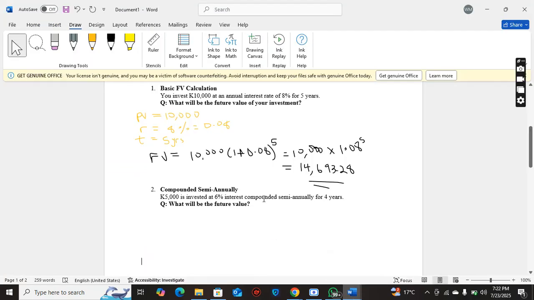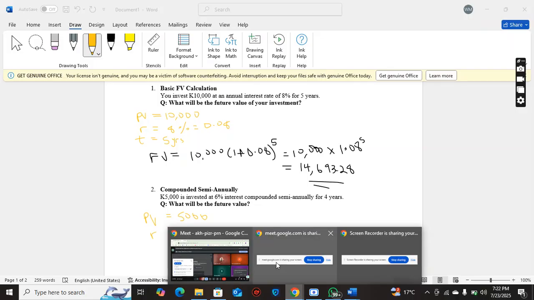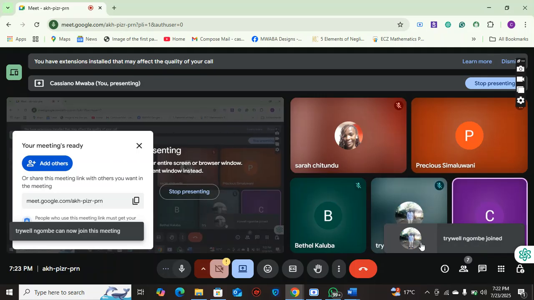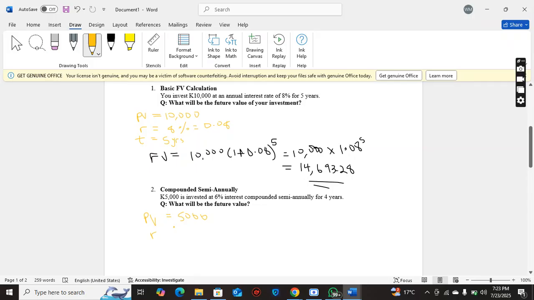So here 5,000 is invested, 6% interest, compounded semi-annually for 4 years. What will be the future value? So I'm going to say present value, PV, is how much you're putting in, 5,000. Our interest R is 6%. And time is 4 years.